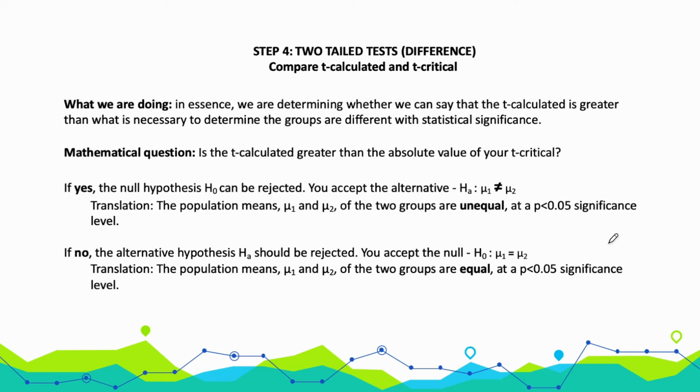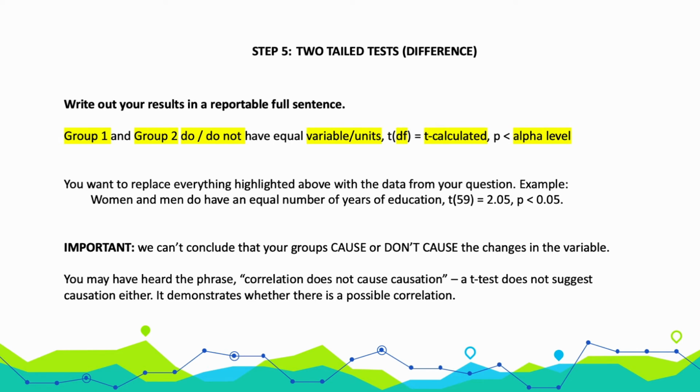If no, the alternative hypothesis, HA, should be rejected. You would accept the null. The null hypothesis states that at the population level, there is no difference between mu1 and mu2. Mathematically, there is no difference means that mu1 equals mu2. The population means mu1 and mu2 of these two groups are equal at a p is less than 0.05 significance level. Finally, we want to write our results in a reportable full sentence.